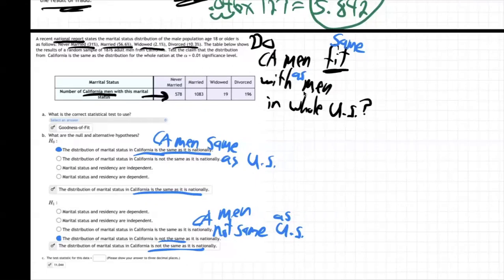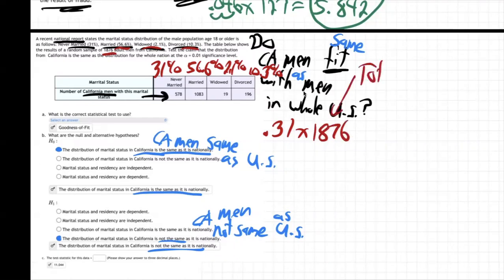Never married, I'll just do 0.31 because this is 0.30 here. Never married is 31%. Married is 56.6%. Widowed is 2.1%. Divorced is 10.3%. So we're going to take each of those, move the decimal back, and multiply by the total number, which was right here, 1876. So there's 1876 men in this California study.